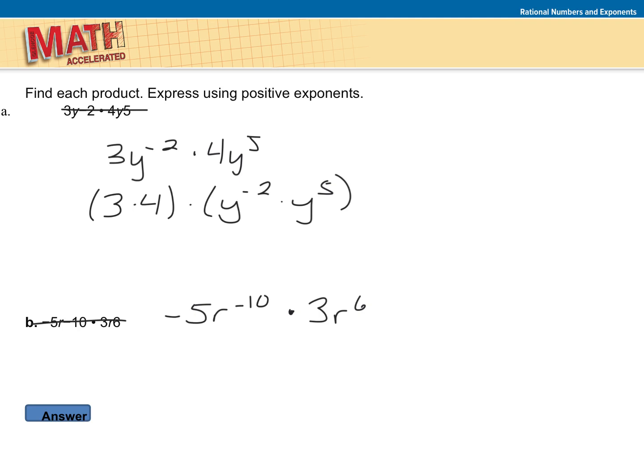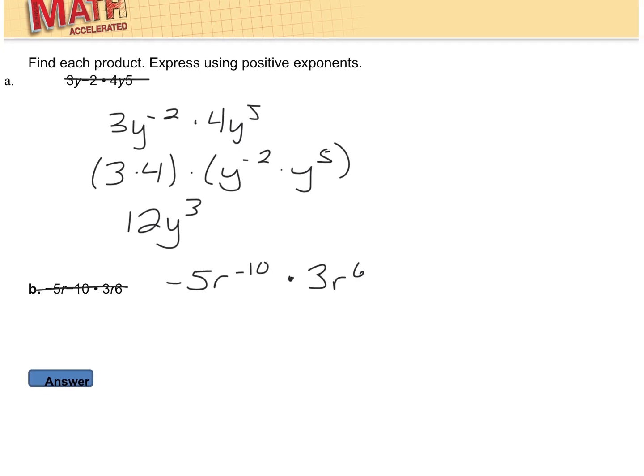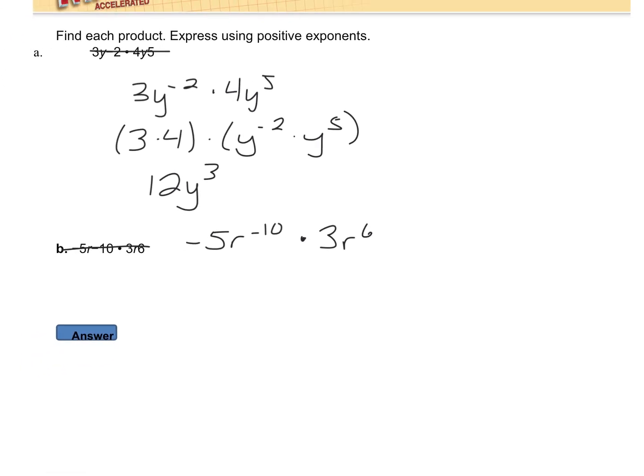What's in the left? What's 3 times 4? 12. What do we do with the right set? Bring down a y. Keep that same base. What do we do with the exponents? Add them. -2 plus 5 is 3. So we're done. That was quick. All right, on the second part, what can I separate?